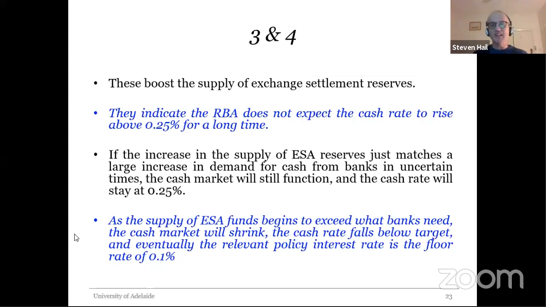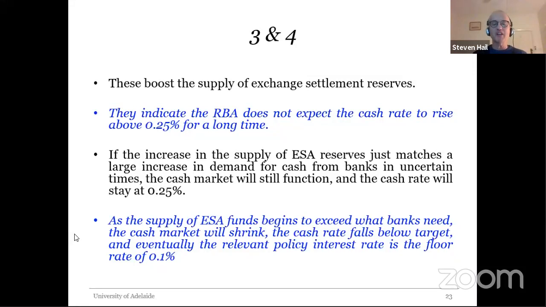But as we know, delivering that target for the interest rate on 3-year government bonds has involved increasing the supply of exchange settlement account reserves hugely, so that it's begun to far exceed what banks need. As a consequence of this, as I've already mentioned, you'd expect not many banks to need to borrow cash overnight. So you'd expect the cash market to shrink, both in terms of the number of transactions taking place and the turnover. And you'd expect the cash rate to fall below the RBA's target. It can't fall below 0.1% because there's no incentive for a bank to lend exchange settlement funds to another bank overnight at an interest rate below what the RBA itself is paying.